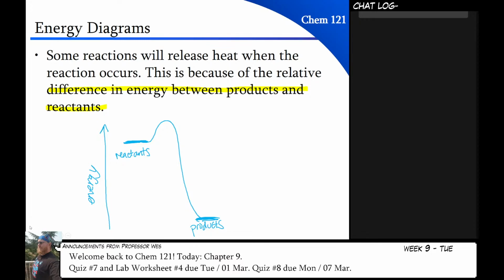So what we have created here is called an energy diagram. And what the energy diagram does is it plots energy of the reactants and the products against each other. Now, what is the x-axis? This is what's known as the reaction coordinate.